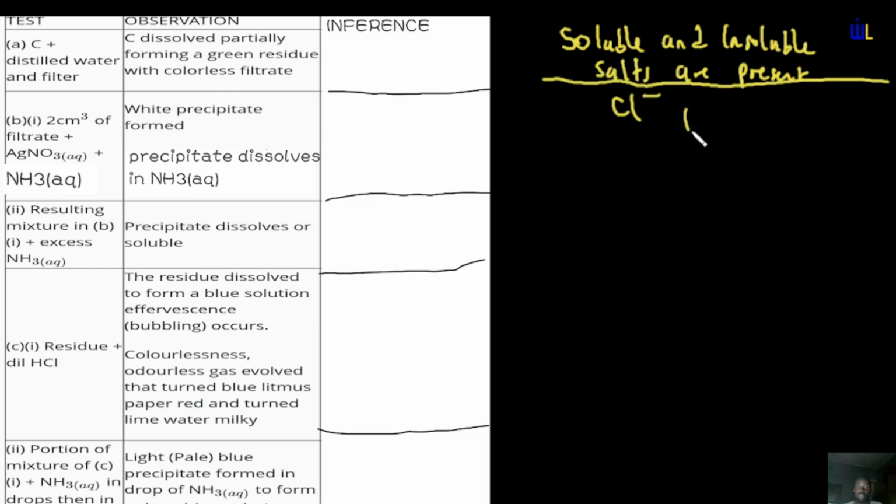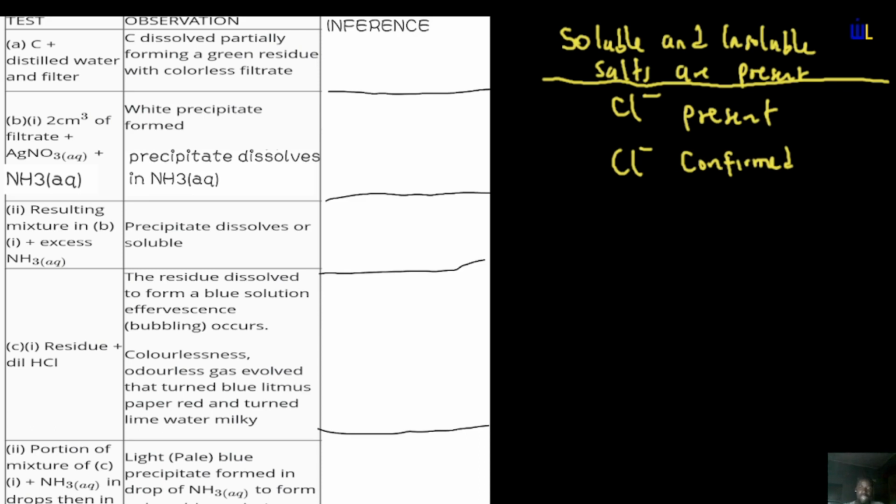Cl minus present. You have not confirmed yet. What you used to confirm is ammonia. Now, if you look at it now, they now said AgNO3 plus NH3 aqueous. Now, they said in the observation that the precipitate dissolves in ammonia. Once the precipitate dissolves and it was white before, it implies that chlorine ion is confirmed. So if you have white precipitate with AgNO3 which dissolves in ammonia, you have confirmed that it is chlorine ion.